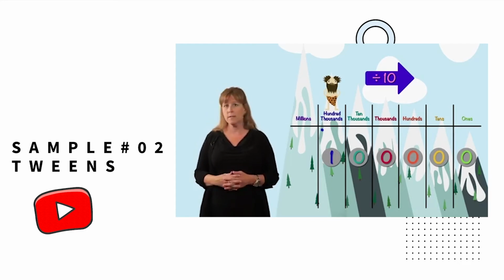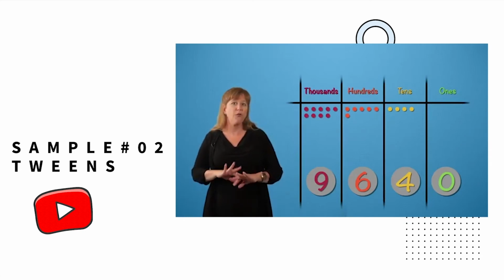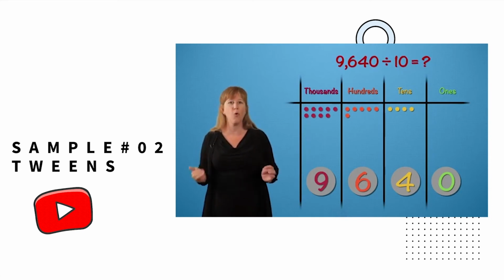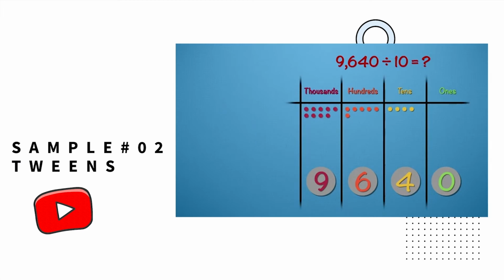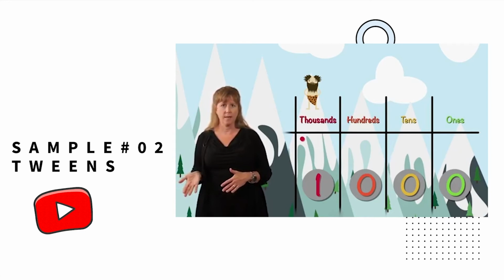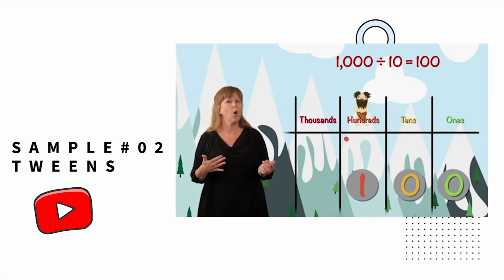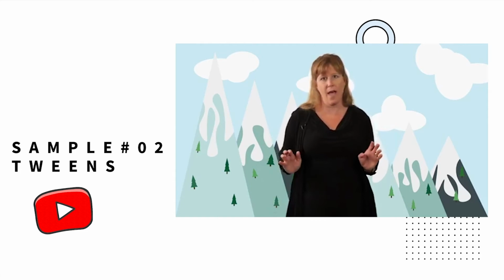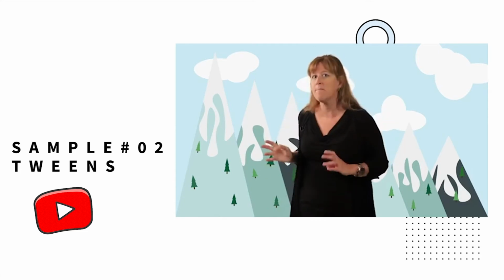Keep going, Kevin. This works for all numbers when we divide by 10. What would 9,640 divided by 10 be? 1,000 divided by 10 is 100. 100 divided by 10 is 10. 10 divided by 10 is 1. That's it, all the way to 1 million and back.